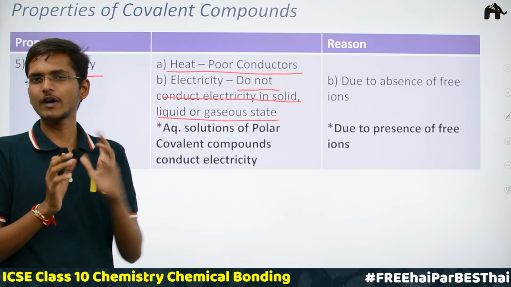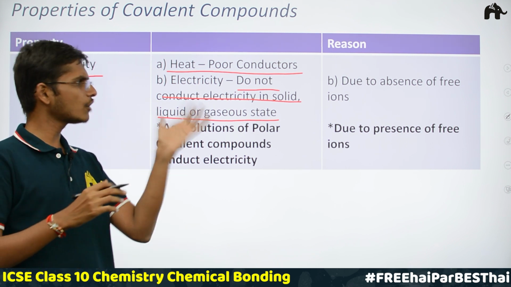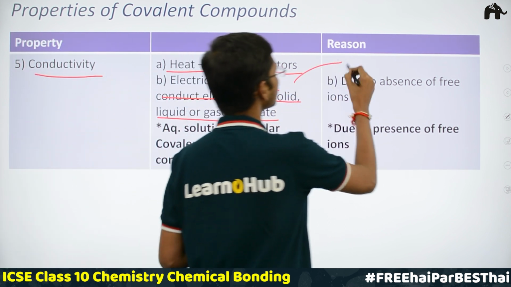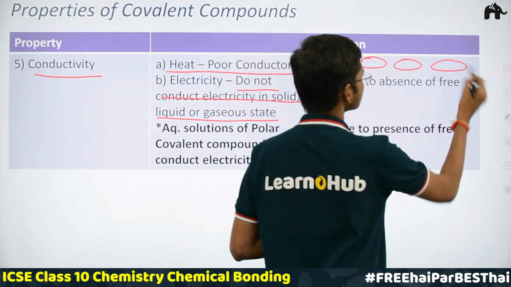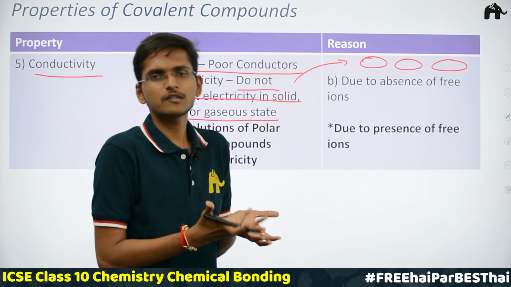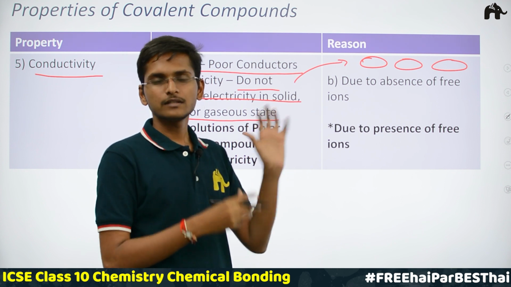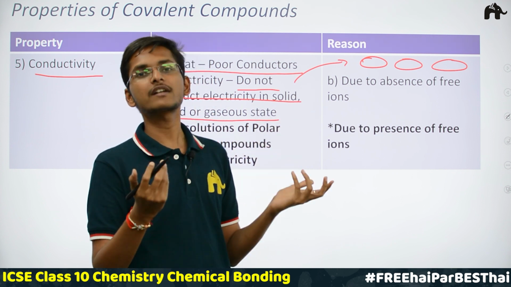Now, why is this so? Why are they not conducting electricity in any of these states, solid, liquid and gaseous? Because they exist as molecules, like this. So there are no ions present, there are no free ions. If there are no free ions, then how would it conduct electricity?